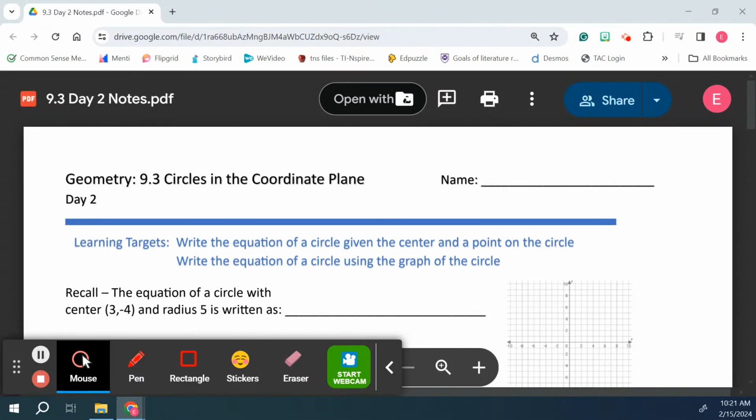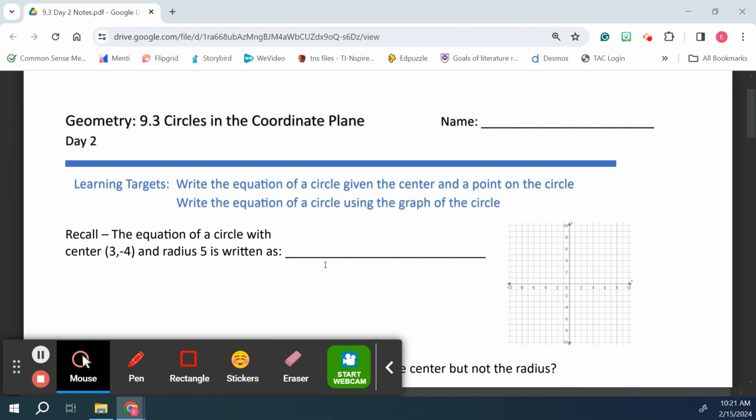So let's take a look at this. It says learning targets. Write the equation of the circle given the center and a point on the circle. Write the equation of the circle using the graph of the circle.